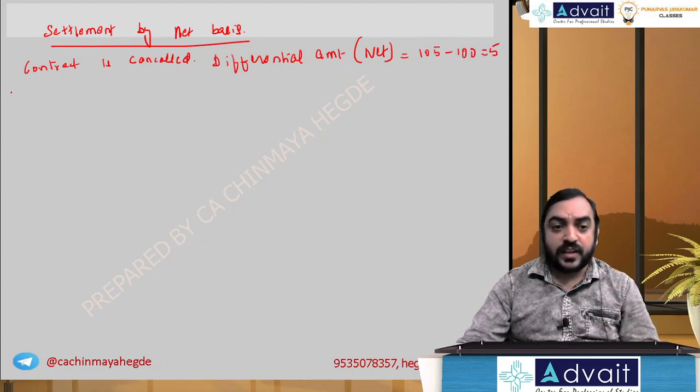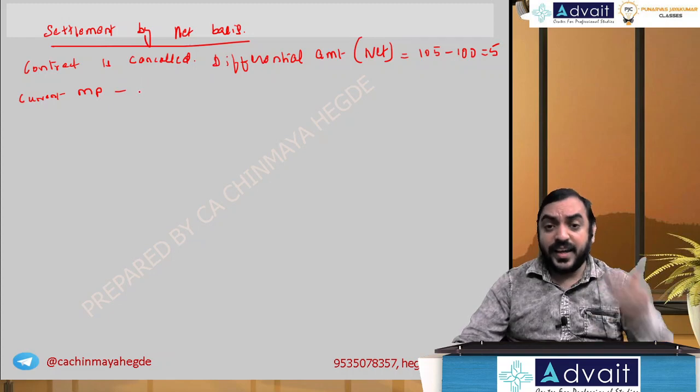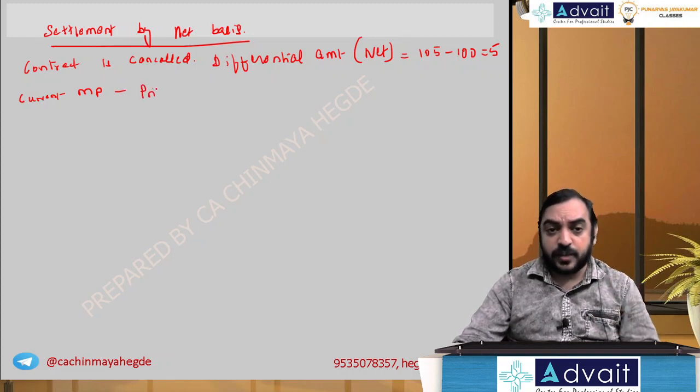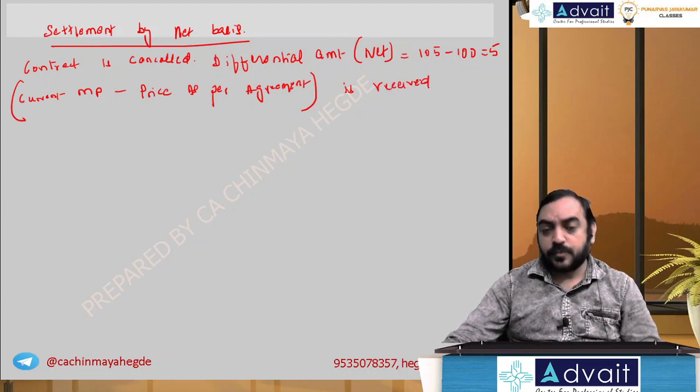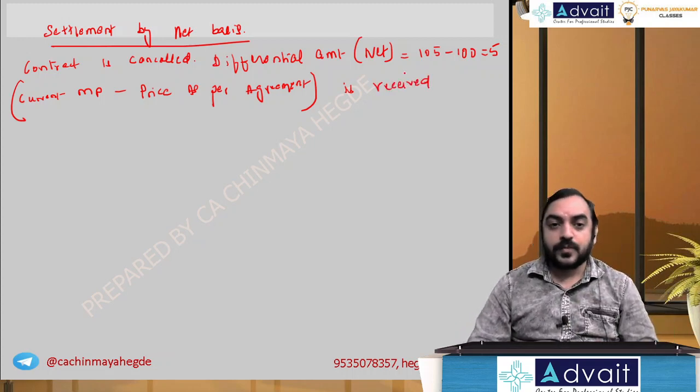What is 105 minus 100? The current market price minus the agreed price, whatever price as per agreement. Current market price minus price as per agreement, 105 minus 100, 5, is received or paid by the other person. So what is important? This is important overall.